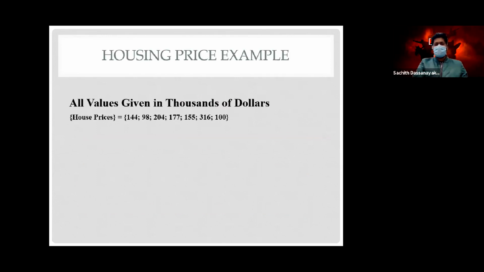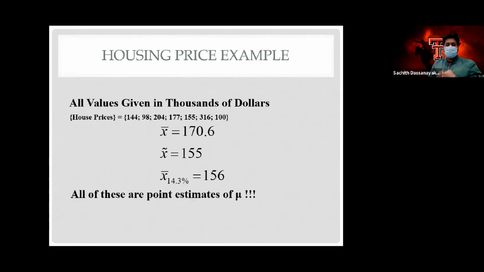Okay, let's check this one. Simply, you can find the mean, median, and what's the last one? Yes, trimmed mean, the 14.3 trimmed mean. Anyway, if you have these kinds of observations, you can find those three, not only those three. You can find those things, right? All of these are point estimates of mu.